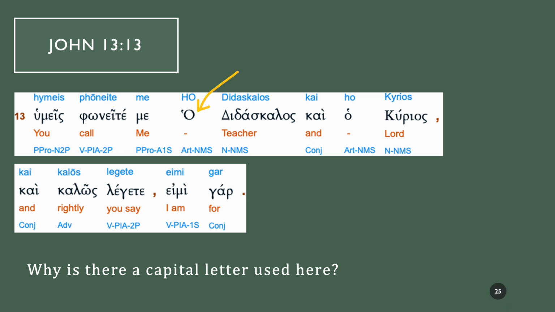Next question. Why is there a capital letter here? Well done if you got the answer to that. It is for the start of speech. Now in this case we actually have a capitalization on the delta for didaskalos and on the kappa for kurios. Bible Hub has put that in there because it's a title used for either Jesus or God. That's what they normally do. It's basically an act of reverence that became common in the English language, but those capitalizations would not be there in the original text.